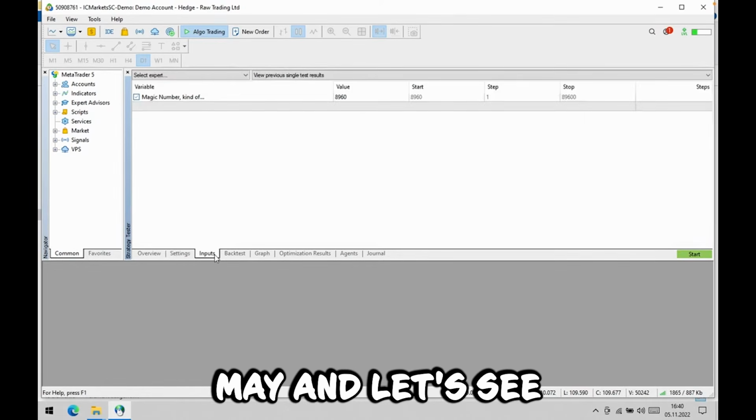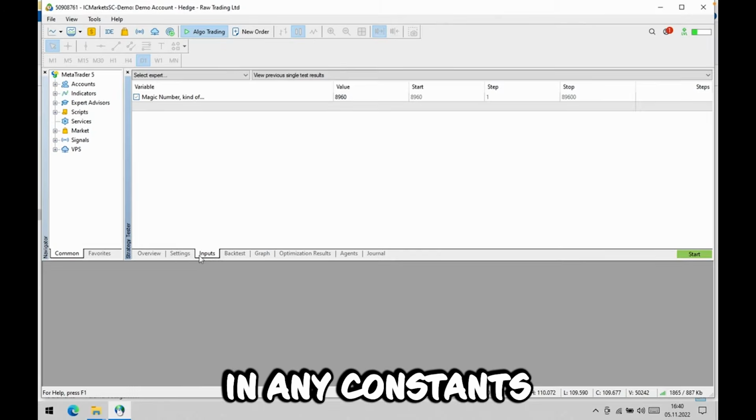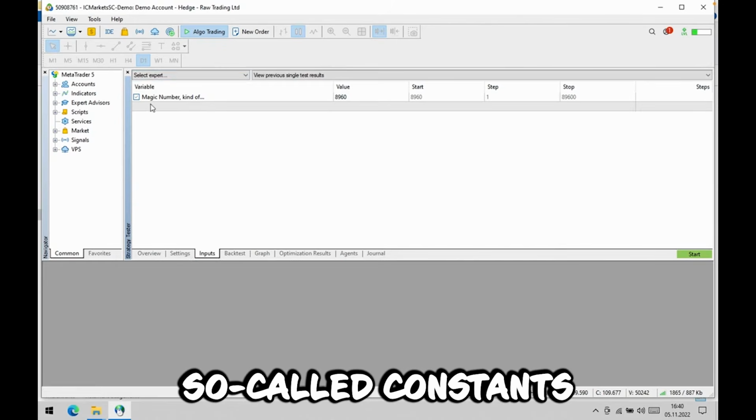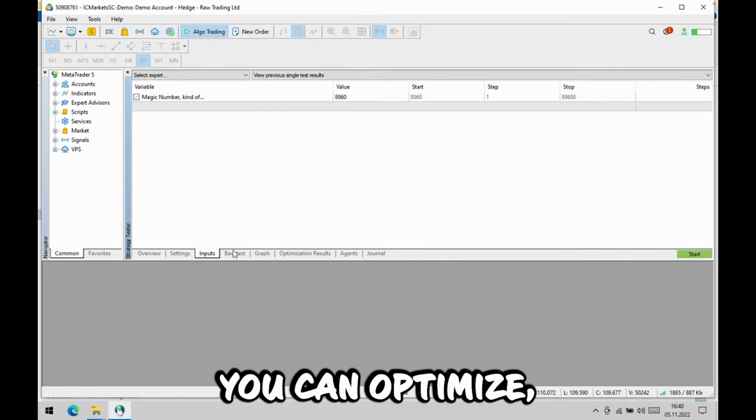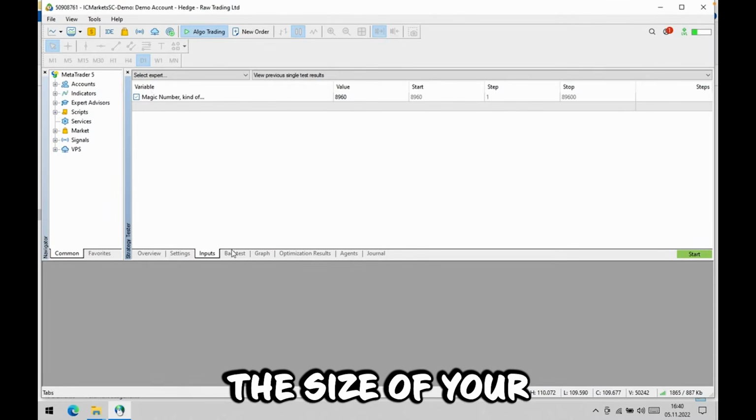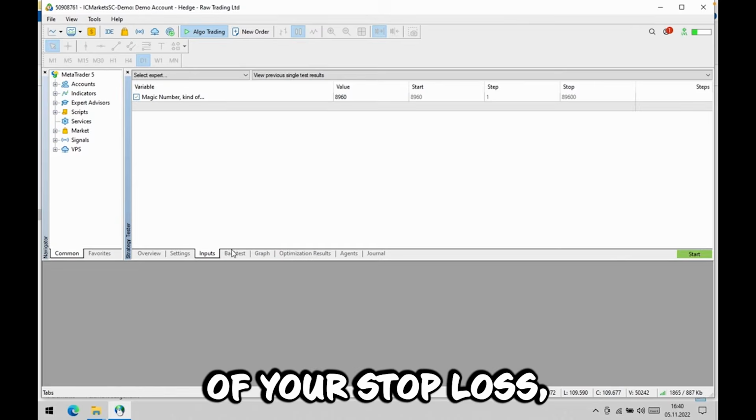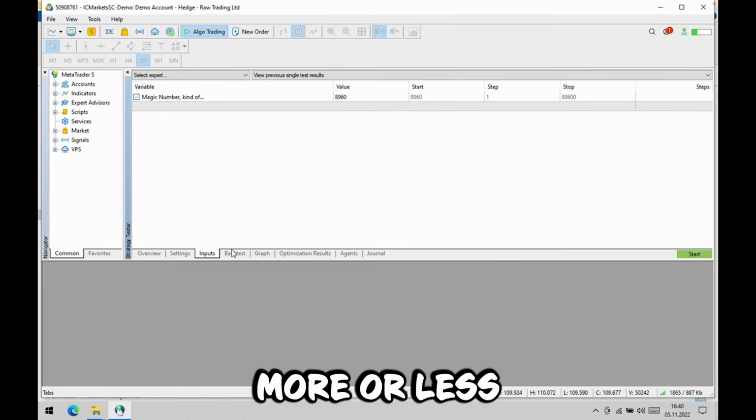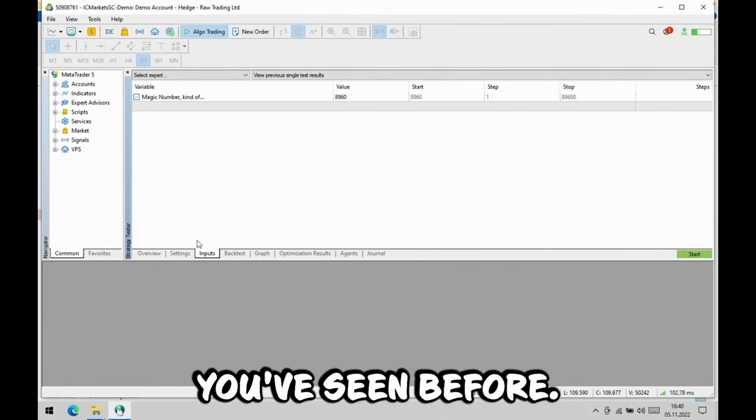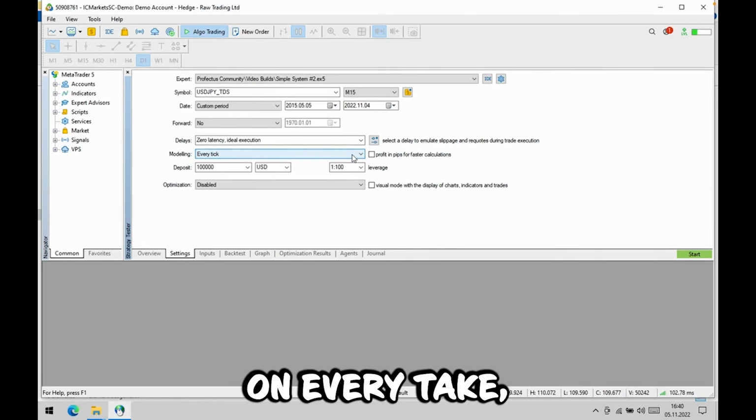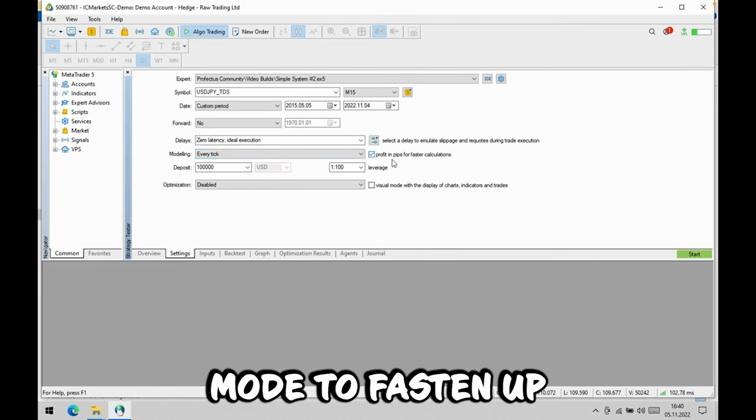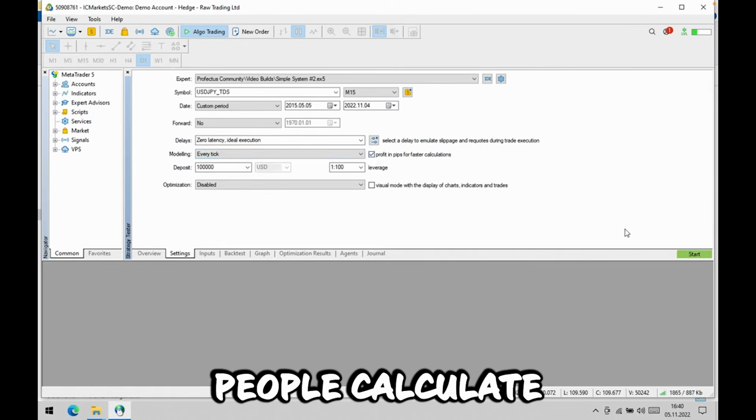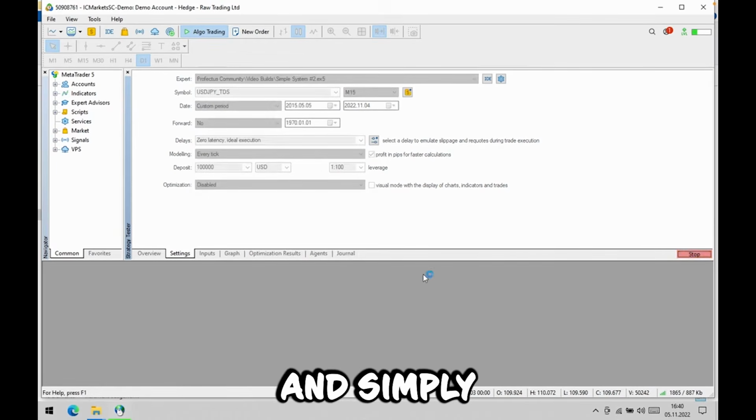And let's see, we didn't punch in any constants, so with the help of so-called constants, or here they are misleadingly described as variables, you can optimize, for example, the size of your profit target, the size of your stop loss, and more or less every kind of number you have seen before. What we're going to do, we test it on every tick, which is the most precise testing mode. To speed up the procedure, we will calculate the profit in pips and simply kick it off.